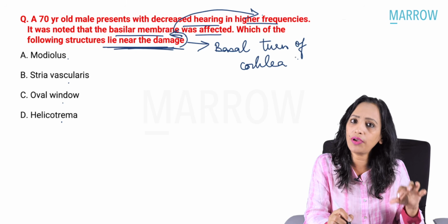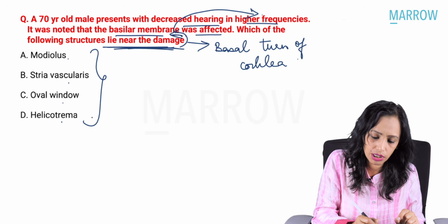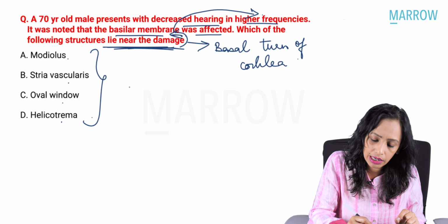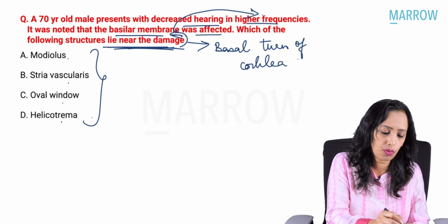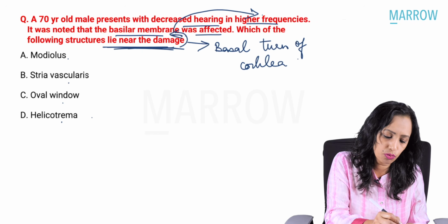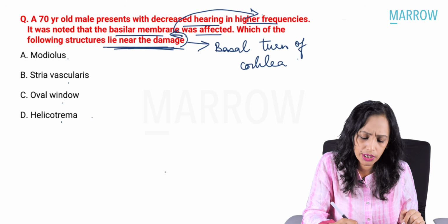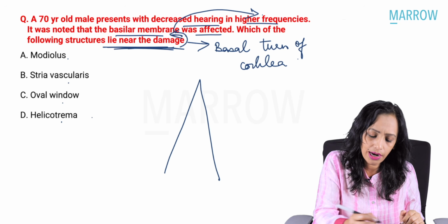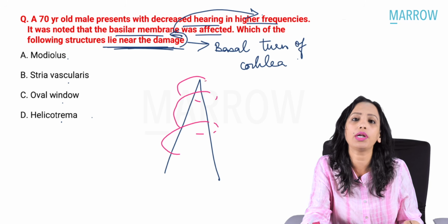Okay, so now what we have to find out is which of the following structures lies near the basal turn of cochlea. Is that clear? Okay, so now what is the first choice? The first choice is modiolus. Okay, where is modiolus? What is modiolus? We have read that modiolus is the central axis around which the cochlea takes 2 3/4 or 2.5 turns.